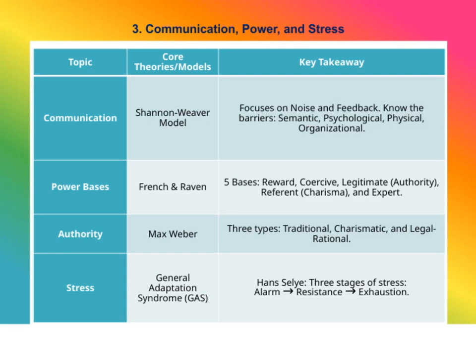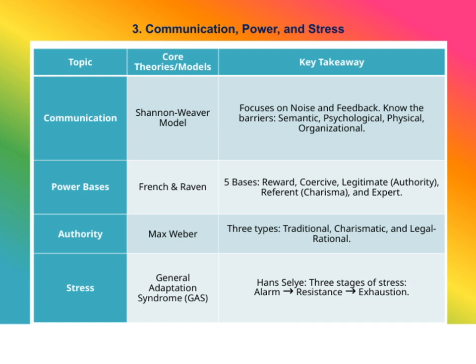Let's dive into the relationship between communication, power, and stress. First, we'll look at communication. The Shannon-Weaver model emphasizes that effective communication depends on minimizing noise and ensuring feedback. Noise can be semantic, psychological, physical, or organizational, and these barriers can distort or block the message. Recognizing and managing these barriers is crucial for clear communication.